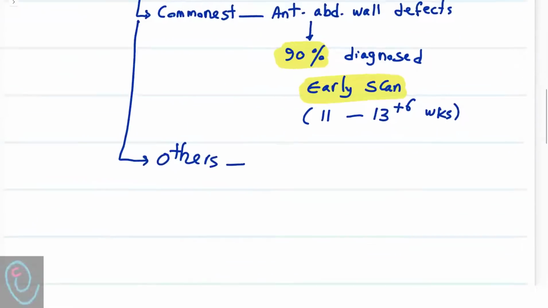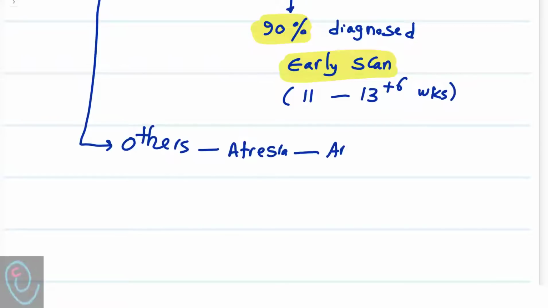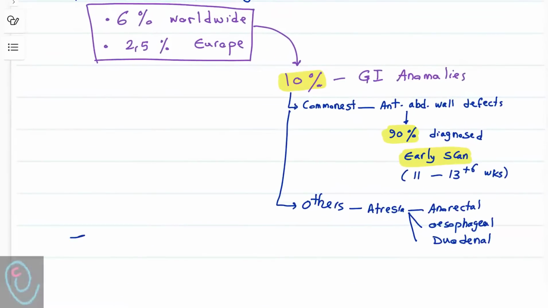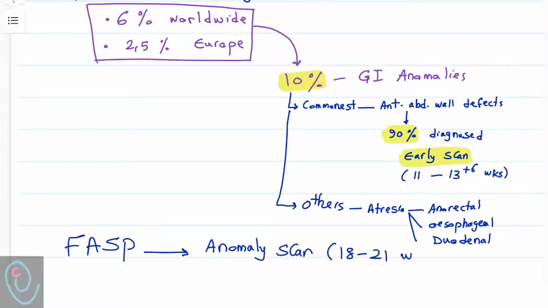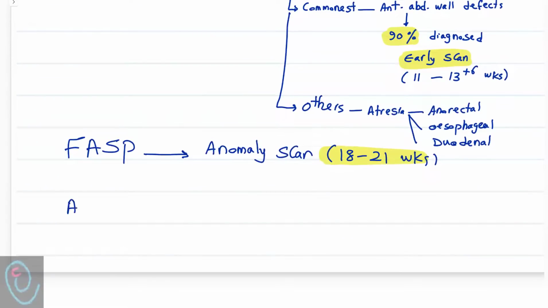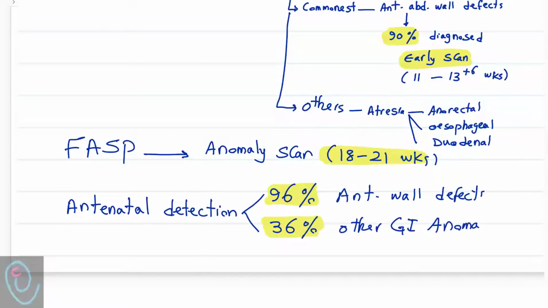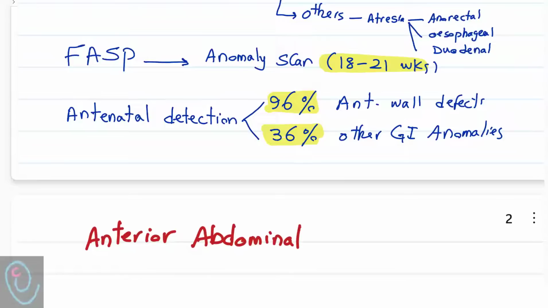Other GIT anomalies include atresia, such as anorectal atresia and esophageal atresia, while the most common form is duodenal atresia. The fetal anomaly screening program recommends an anomaly scan between 18 and 21 weeks. In general, the antenatal detection rate is 96% for anterior abdominal wall defects and 36% for other GIT anomalies. Now let's go into some details about anterior wall defects.